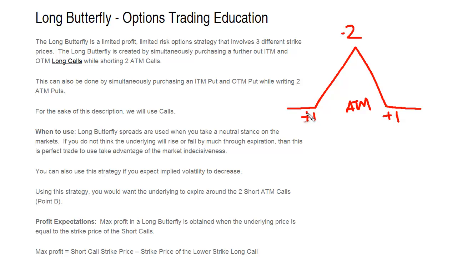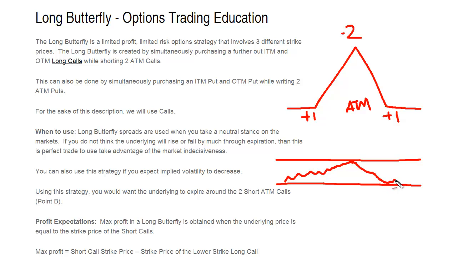The goal on this type of trade is to make money as the underlying goes sideways. So you'll be looking for something that may be forming a neutral type of channel, something that's not too volatile and stays within that channel as you go through time. If you do that, then this strategy can be very rewarding.